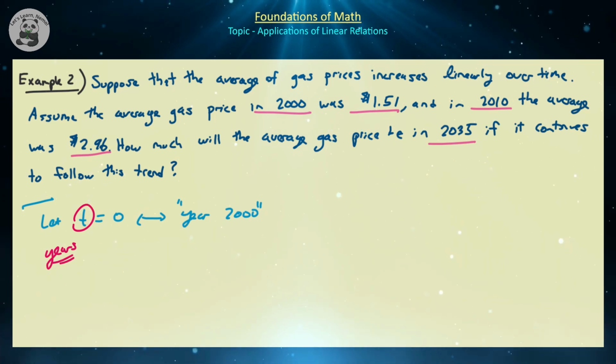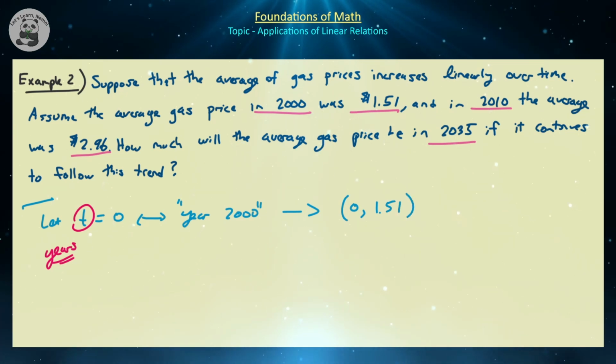So when t is equal to 0, what is the average gas price? If t is equal to 0, let's assume that our output variable, which is going to be the gas price, is going to be in the units of dollars as well. So let's assume that that y value is going to be 1.51.